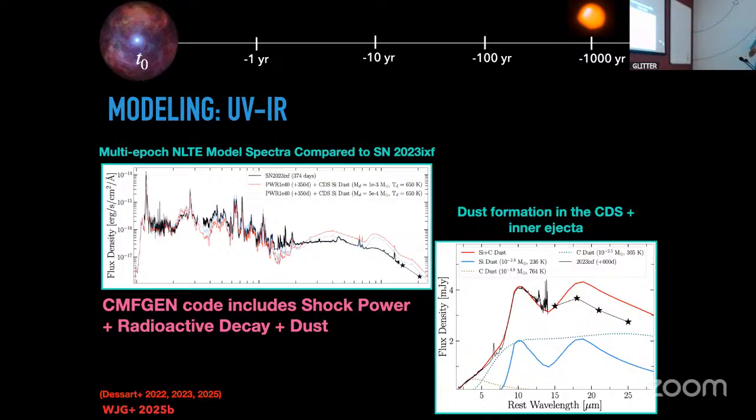We want to do these panchromatic models as well. These are non-LTE radiative transfer models that are starting to cover from far UV all the way to mid-infrared to see if we can do a complete time-dependent picture. So this is work with Luc Dessart, who is putting together time-dependent models that include shock power, radioactive decay, and even dust emission. I put dust in my supernova and see the effect of newly formed dust.